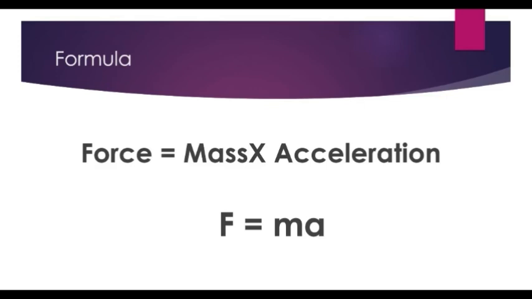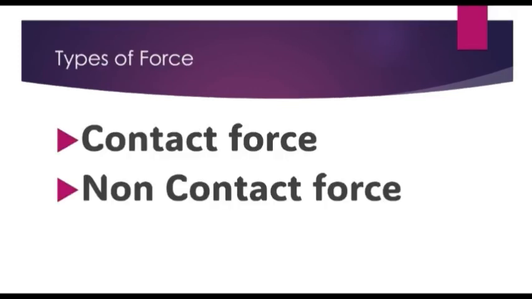Next is the formula of force. What is the formula of force? Force is equal to mass into acceleration. In short, we can say F = ma. What does this equation indicate? It states that the net force acting on an object is equal to the product of mass and acceleration.